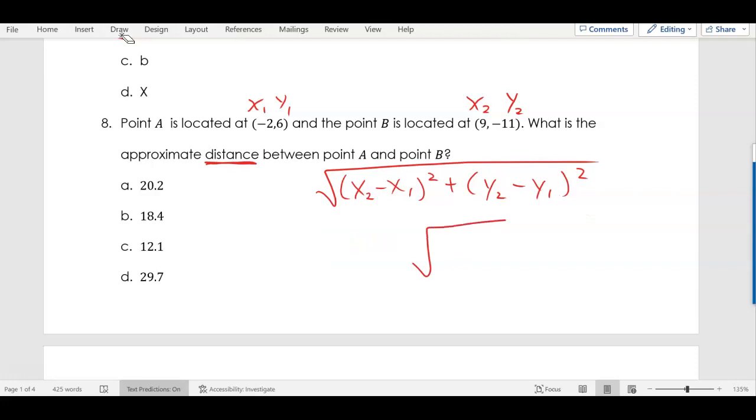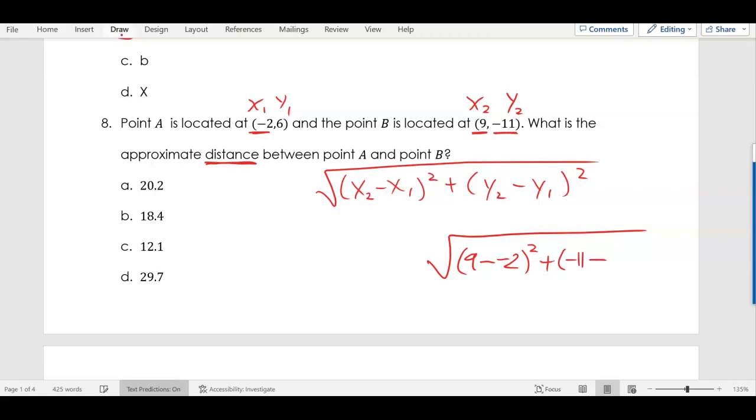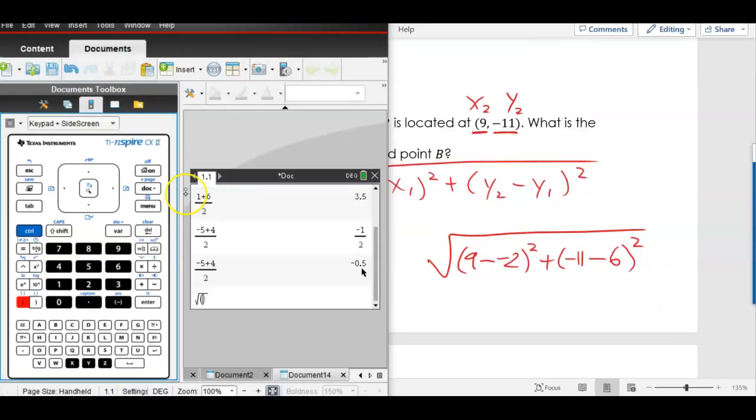and I'm going to write it over here: square root of (x2 minus x1), so x2 is 9. Always put the minus. Now x1 is negative 2, so I still have to put negative 2. And yes, minus negative is fine. Parentheses squared plus parentheses y2 is negative 11 minus y1 is 6. Parentheses squared. Now, if you can write that out, then you just have to type it out in your calculator.